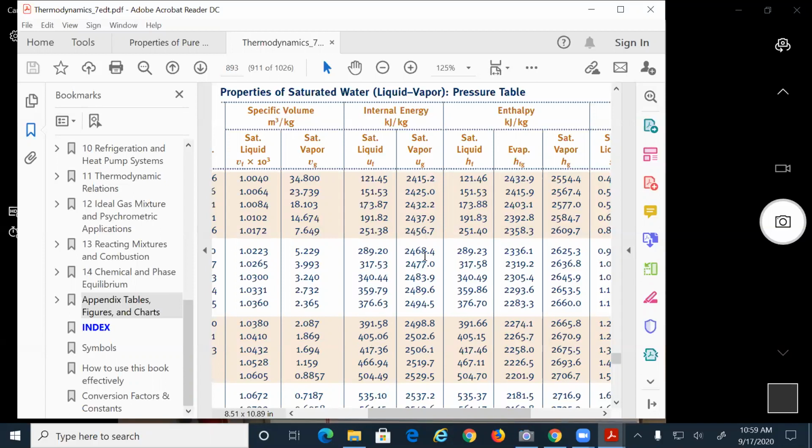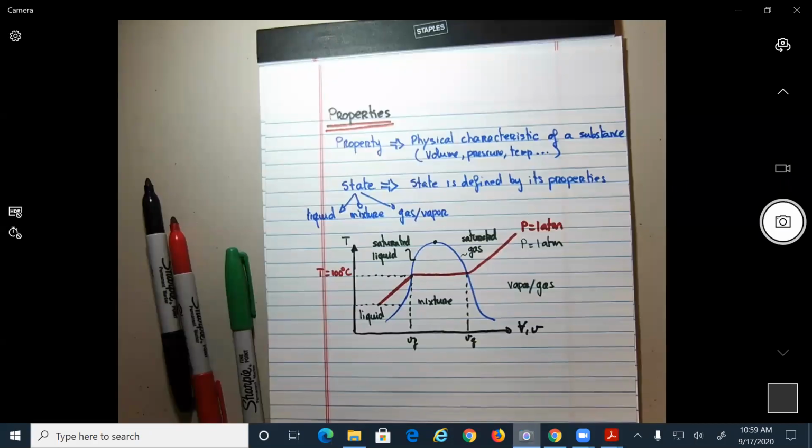U final will be when you transform all the water into gas, no? And the initial state, if you calculate from this point, will be U G minus U F. If you calculate it from here, it will be U G minus U F minus whatever the value of the energy was over here, no? But let's just do it between this area here, okay?